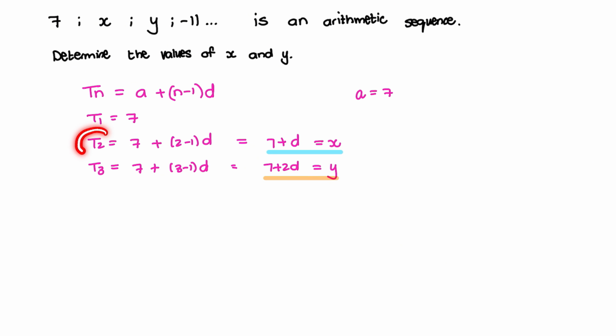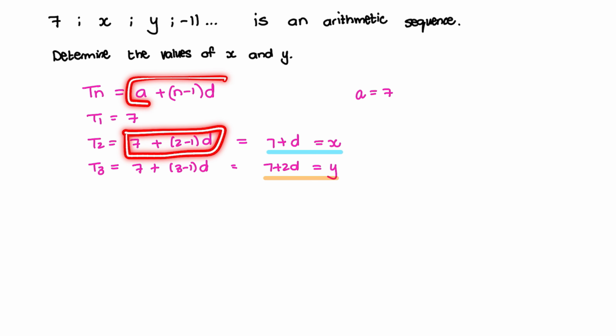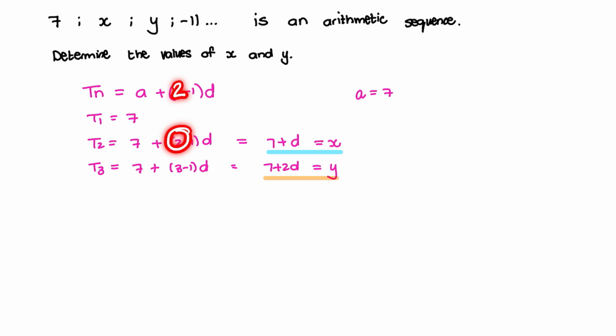So what I did here for term 2 and term 3, I represented it in terms of our general term. So we know that a is 7. For term 2 we'll replace the n with a 2. So therefore 7 plus (n minus 1)d can be simplified to 7 plus d, and that is equal to x. And for term 3 we have 7 plus (3 minus 1)d, or 7 plus 2d, and that is equal to y. So now I have x and y in terms of d.